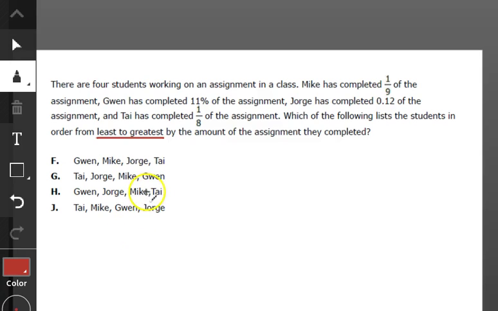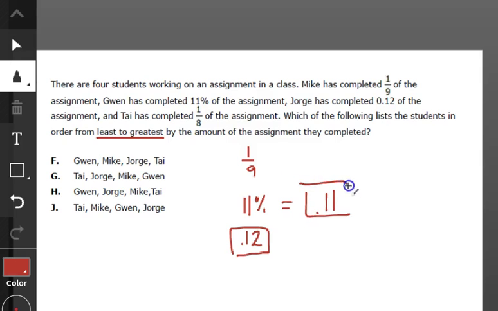So I like to change these each to a decimal. I'm going to change that 1/9 in a moment on my calculator to a decimal. I can do the 11% right now. That 11% I'm going to write as 0.11, changing it by moving the decimal 2 left. 0.12 is already good, right? Already in decimal format. So we're good here. 0.12, 0.11, those are good.